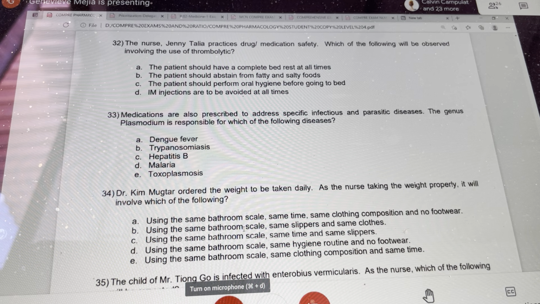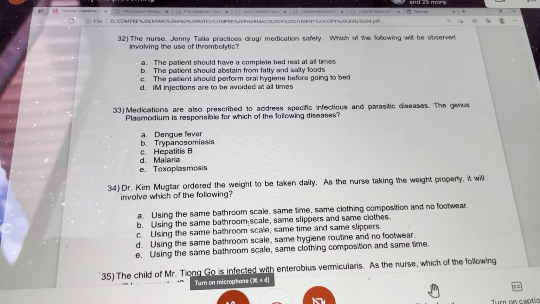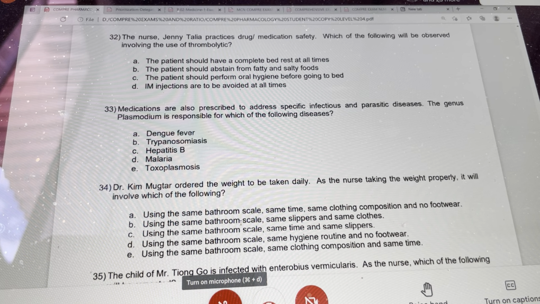Number 32, the nurse practices drug or medication safety. Which of the following will be observed involving the use of thrombolytics? Okay, before we go further, what is a thrombolytic? Anyone? What are thrombolytics or what are thrombolytic drugs? Before we go further with the choices.